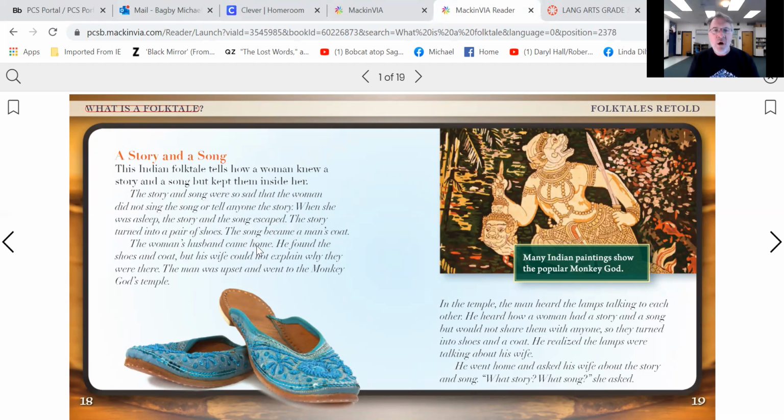The woman's husband came home. He found the shoes and coat, but his wife could not explain why they were there. The man was upset and went to the monkey god's temple. In the temple, the man heard the lamps talking to each other. He heard how a woman had a story and a song, but would not share them with anyone, so they turned into shoes and a coat. He realized the lamps were talking about his wife. He went home and asked his wife about the story and song. "What story? What song?" she asked. Many Indian paintings show the popular monkey god.